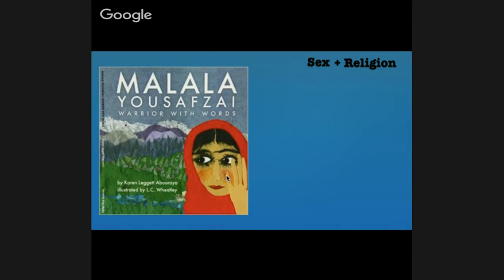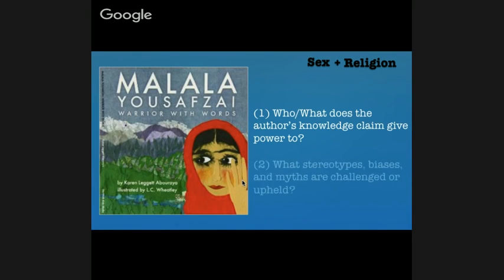the questions that students should ask as they read for patterns will largely depend on the issues in the text, but they should build on those questions that the students had asked before as they read through the anti-oppression lens. So there are two basic questions that I encourage you to have your readers begin asking as they read for patterns. Two of them. The first one, who or what does this author's knowledge claim give power to? If you remember, the last question was, what knowledge does this author claim? Now we're asking, based on the knowledge claim, who is the power given to? And second, what stereotypes, biases, and myths are challenged or upheld?